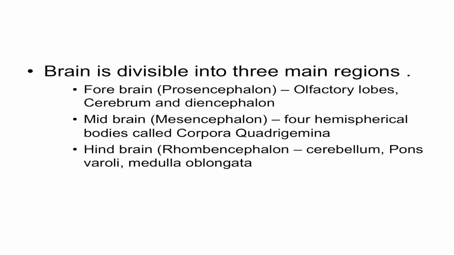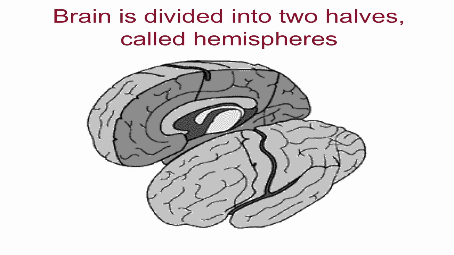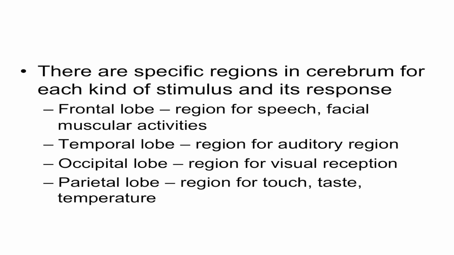The forebrain includes the cerebrum, cerebral hemispheres, and olfactory lobes. The midbrain includes four hemispherical bodies called corpora quadrigemina. The hindbrain includes the cerebellum, pons varolii, and diencephalon. The cerebrum occupies almost 70% of the total brain. The cerebrum has specific regions called frontal lobe, temporal lobe, occipital lobe, and parietal lobe.